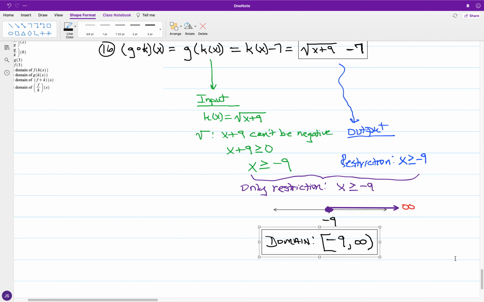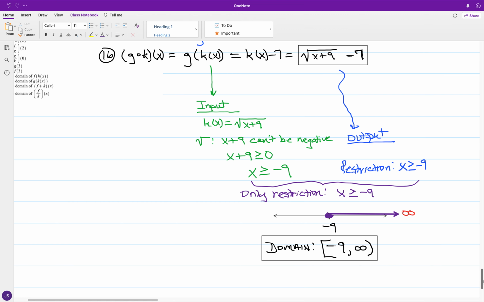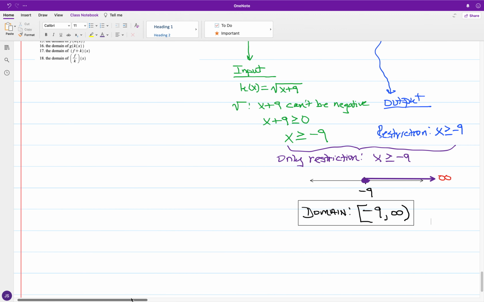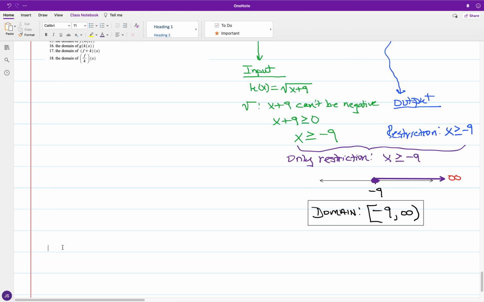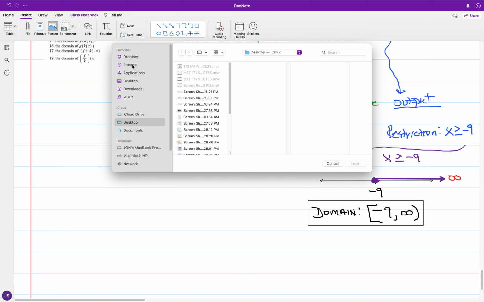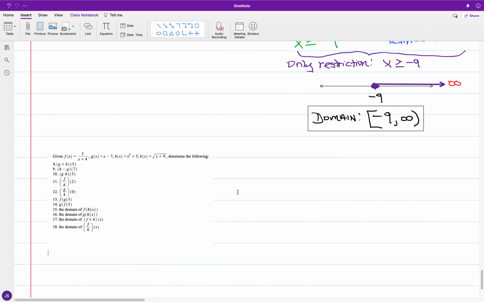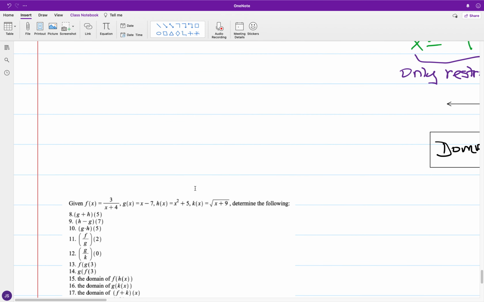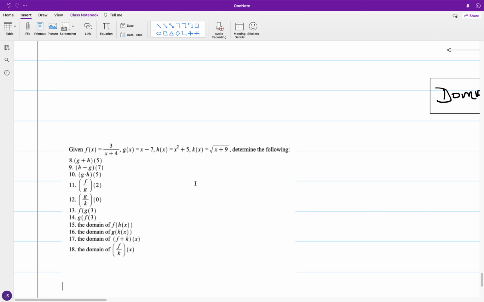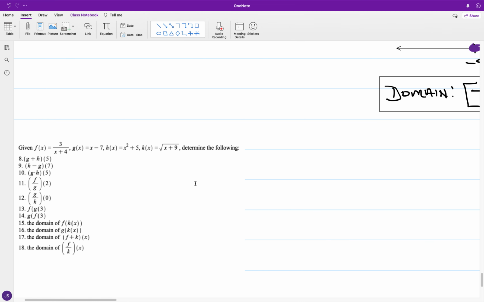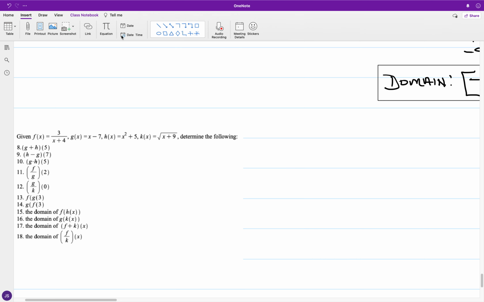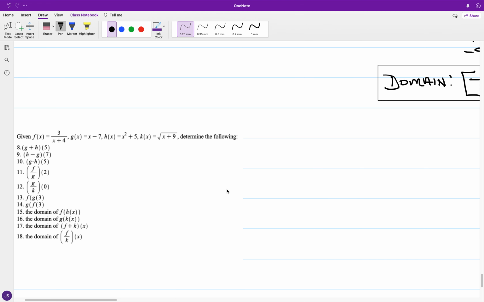Okay. Now, for numbers 17 and 18, we are involving the same individual functions. For 17 and 18, you're looking at the domain of f plus k of x, and at 18 we're looking at the domain of f over k of x. And what I'm going to do here is just do sort of a broad stroke.